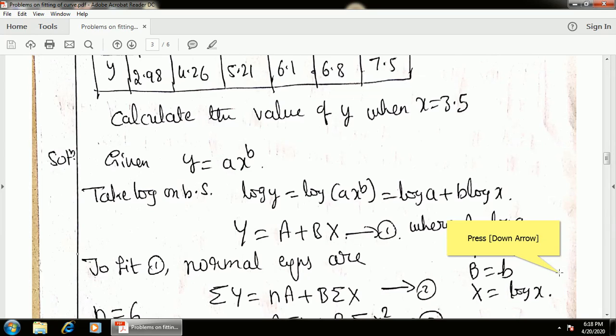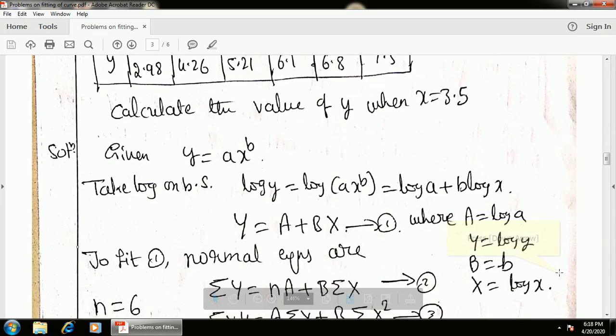Have taken log y as capital Y, log a as capital A, log x as capital X. Small b, if you want, you can take it as capital B, or else you can leave that small b as it is. Now Y is equal to A plus bX, where A is equal to log a, Y is equal to log y, b is equal to b, X is equal to logarithm of small x. That equation is a straight line. Y is equal to A plus bX is a straight line.